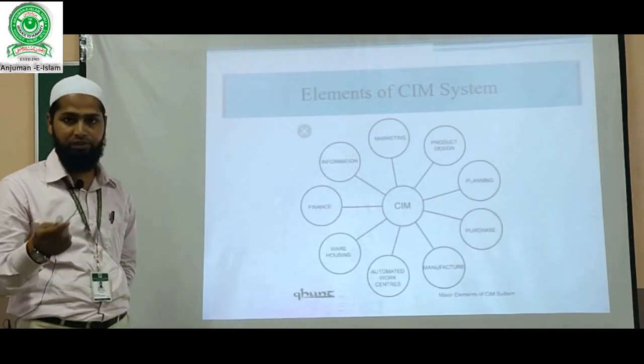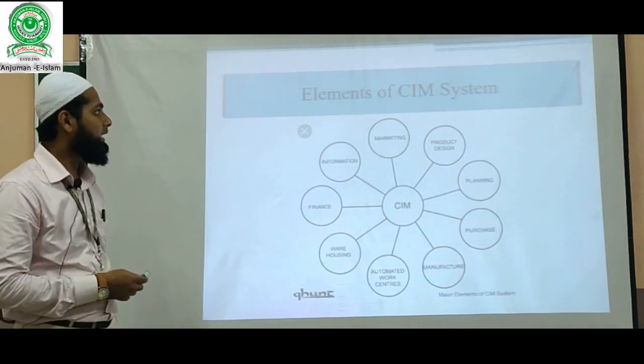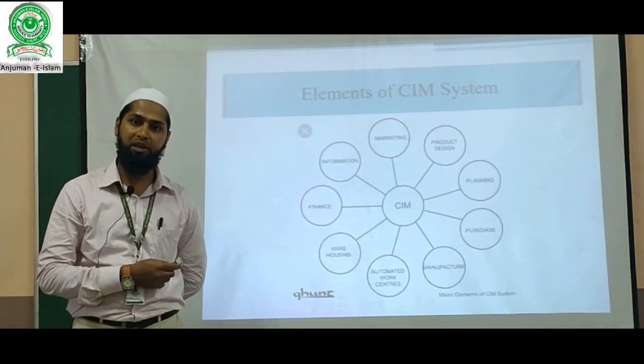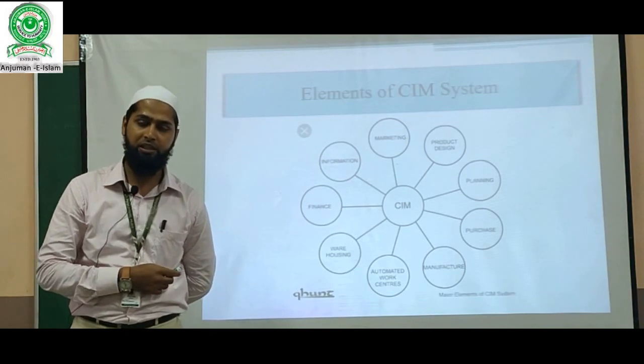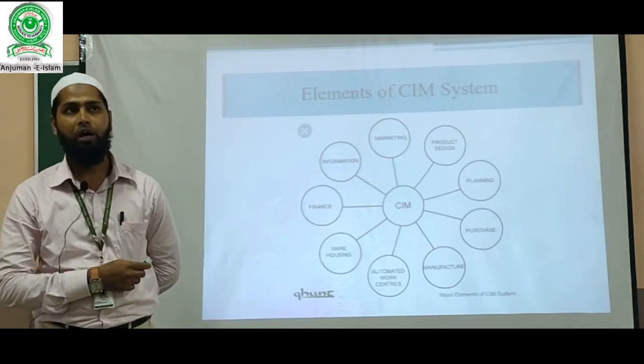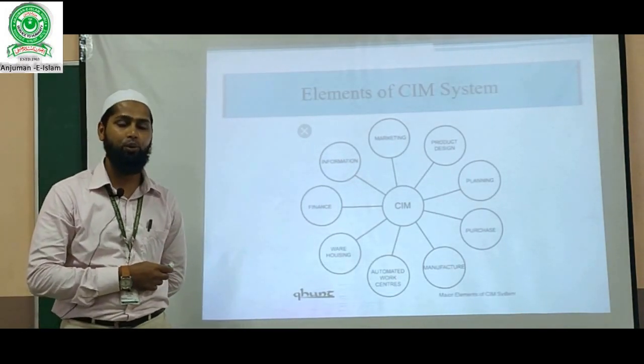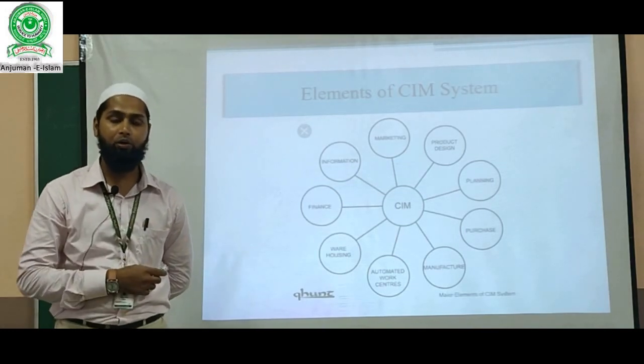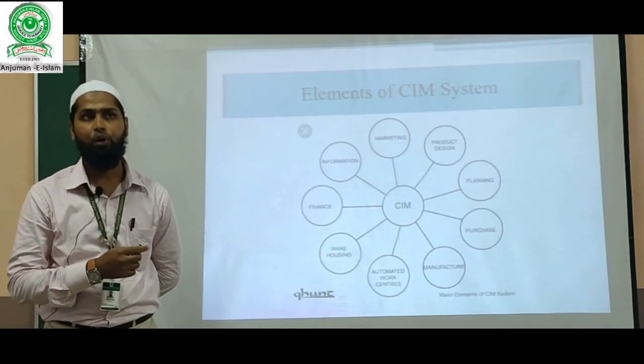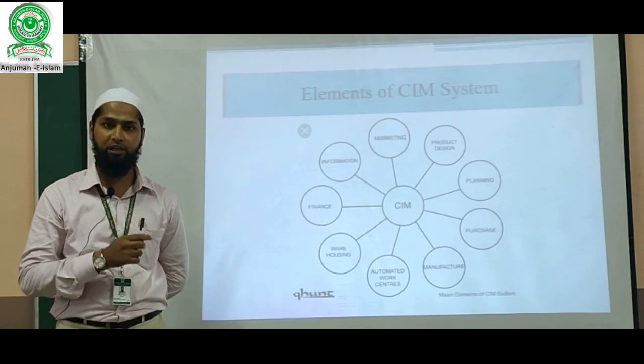First is elements of CIM system. Here CIM is nothing but computer integrated manufacturing system. It is adopted in industries to increase the quality of the products, to decrease the cost of the product, and also to decrease the production time.